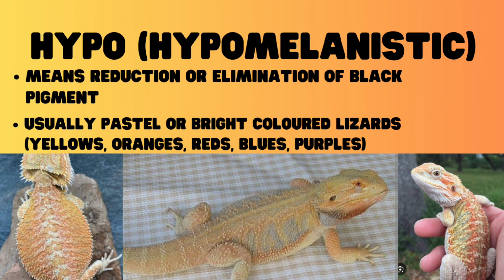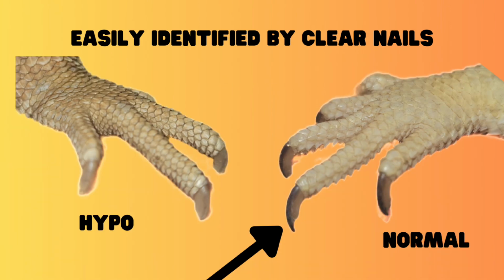bright colours. This is going to be one of those types that is super easily identified by the fact that it has totally clear nails. So where you'd normally have a black stripe at the front of a bearded dragon's nails, it's just going to be totally clear all the way through with no black pigment.